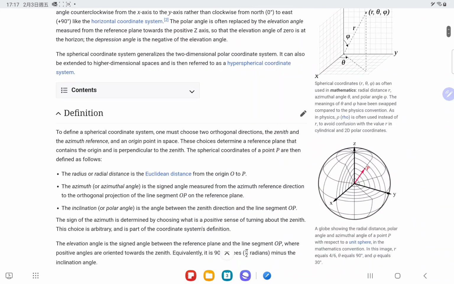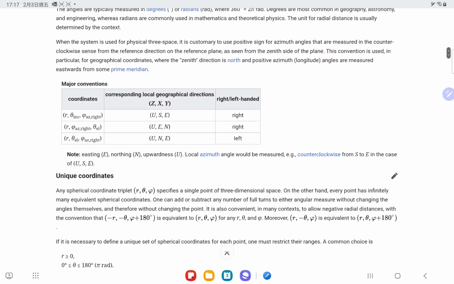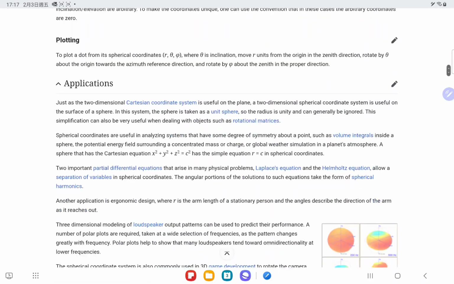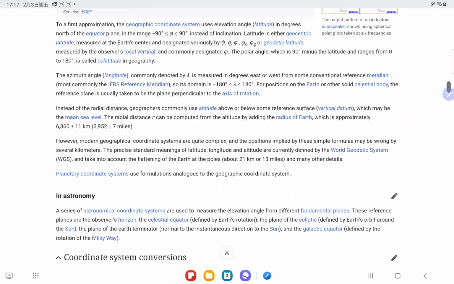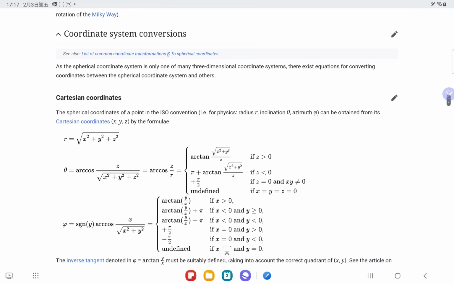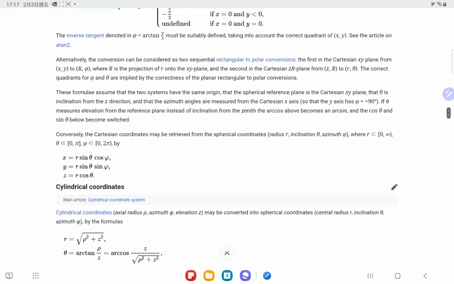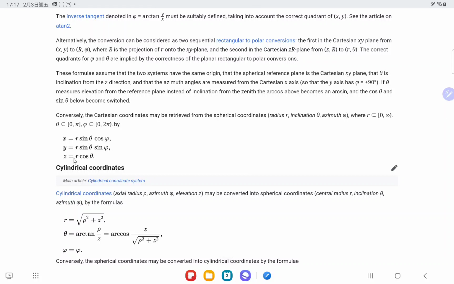When you convert the spherical coordinate to the Cartesian coordinate, it looks like this. For z, it will be r cosine theta. For x and y, rather than r sine of theta alone, we still have another cosine phi and sine phi.